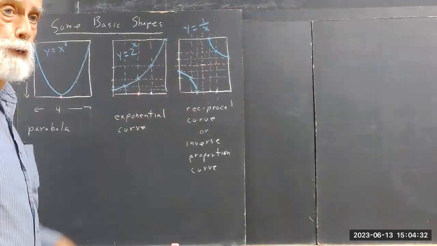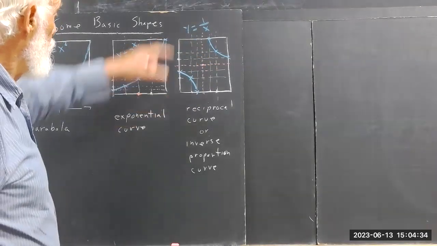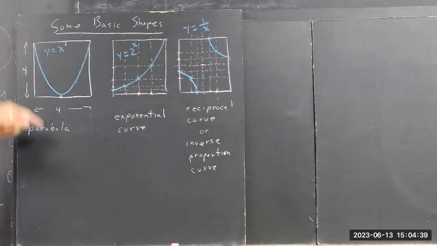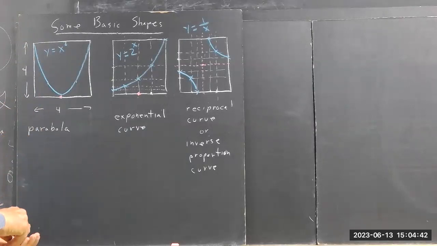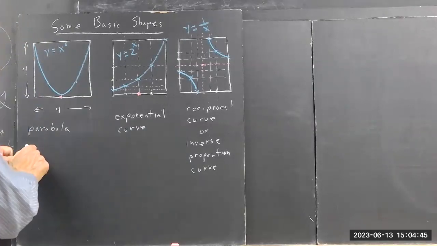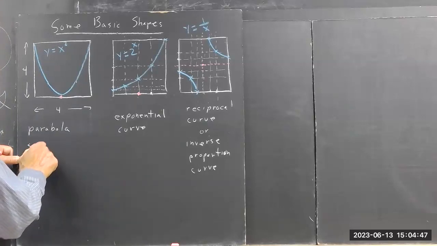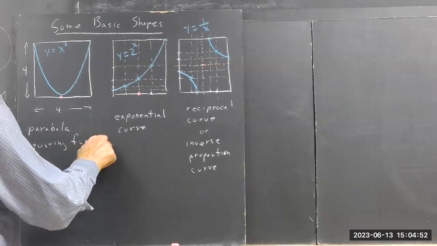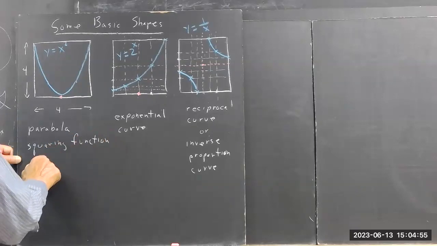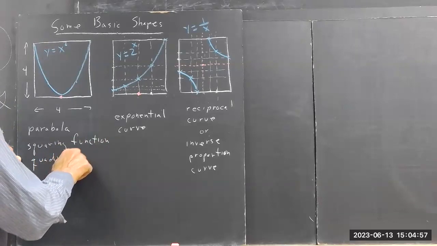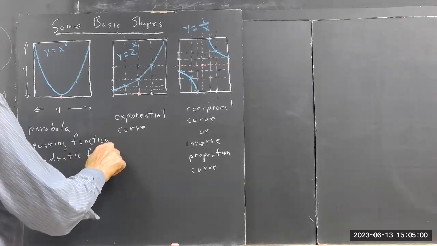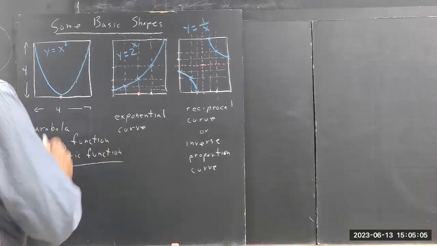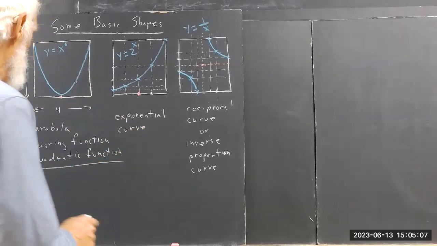These are our first 3 toolkit functions. This is called the reciprocal function. This is called the exponential function. This is called the quadratic function, the squaring function. Okay, we can call it the quadratic function. Specifically, these are our first three toolkit functions.